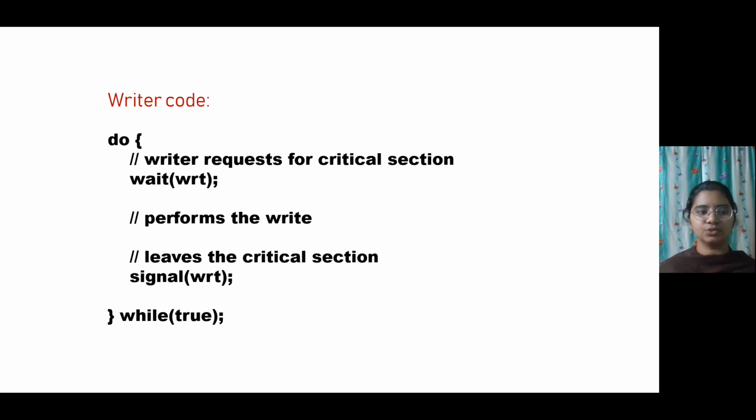So initially the write value is 1. By getting hold of write, no other process will be able to enter into the critical section. No other writer process will be able to enter the critical section until it releases the write variable. So by getting hold of the write semaphore, the writer process performs the write operation in the critical section, and after completion of the operation, when it wants to leave, it releases the write semaphore by executing signal. Signal of write means we increment the value of write by 1.